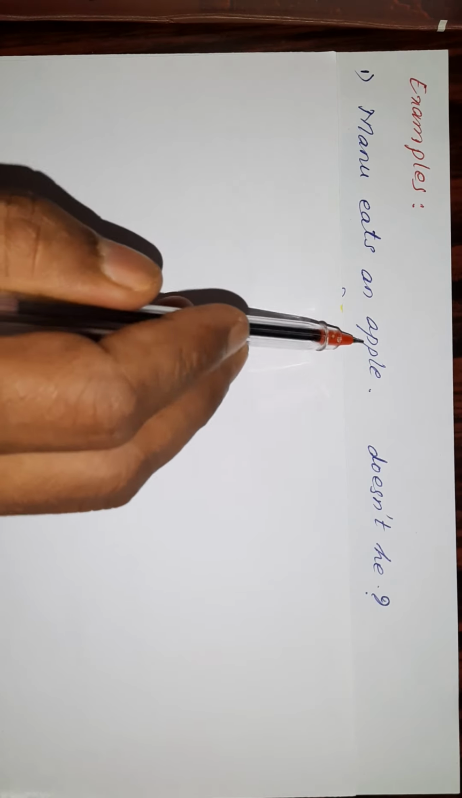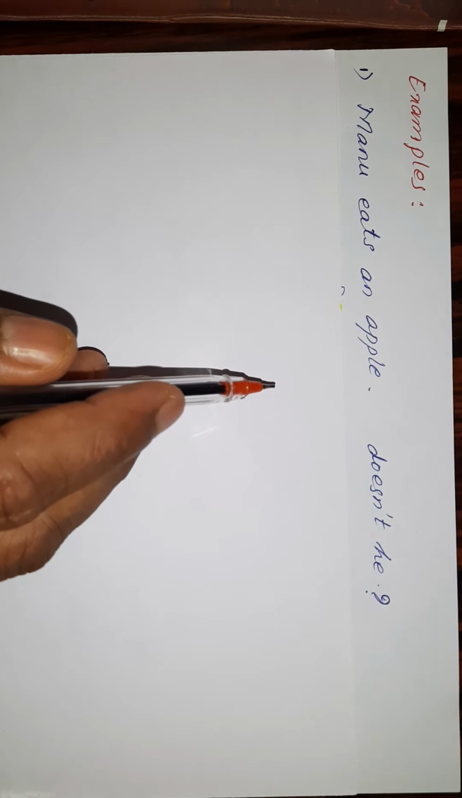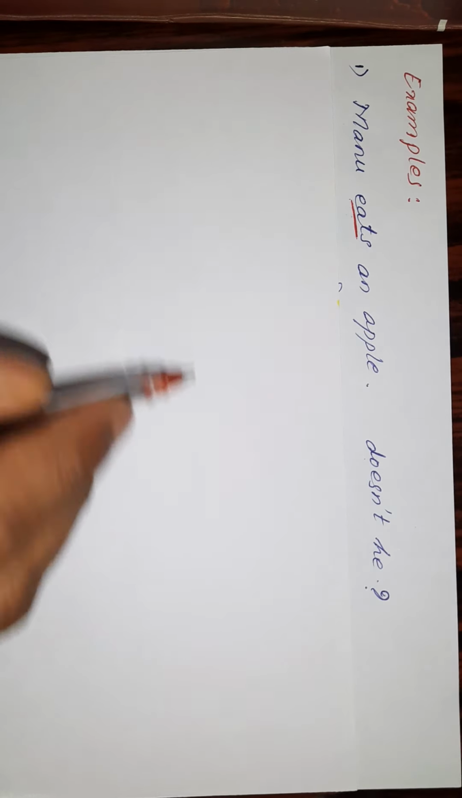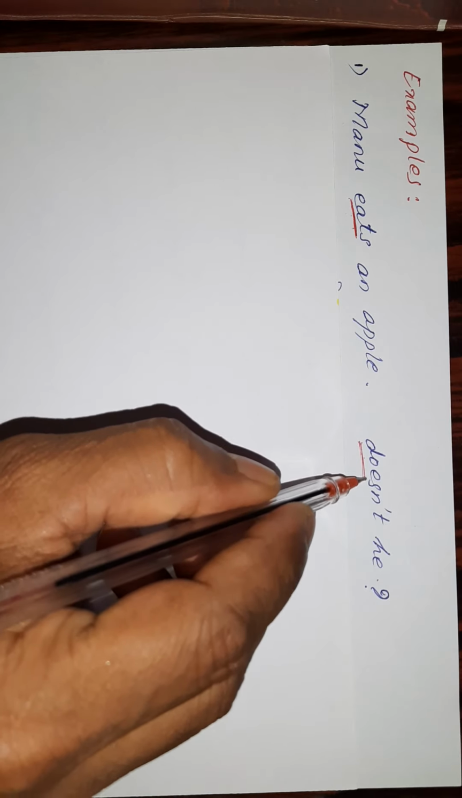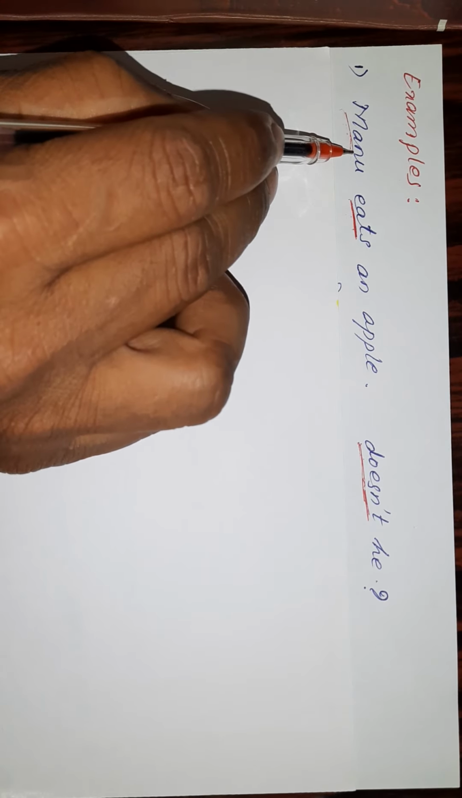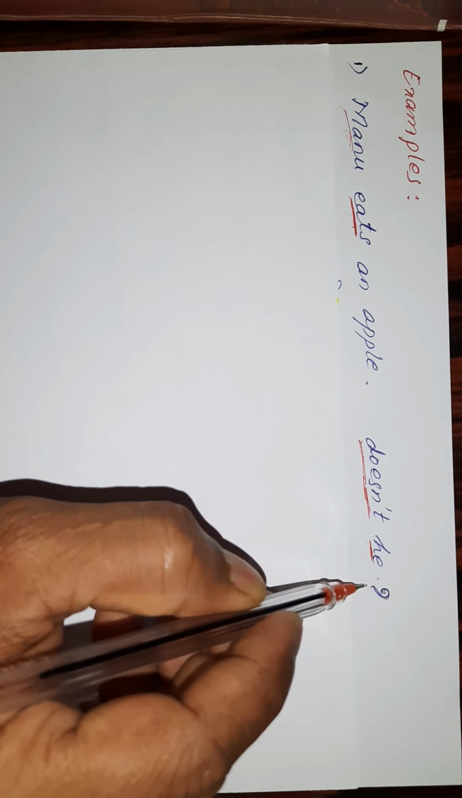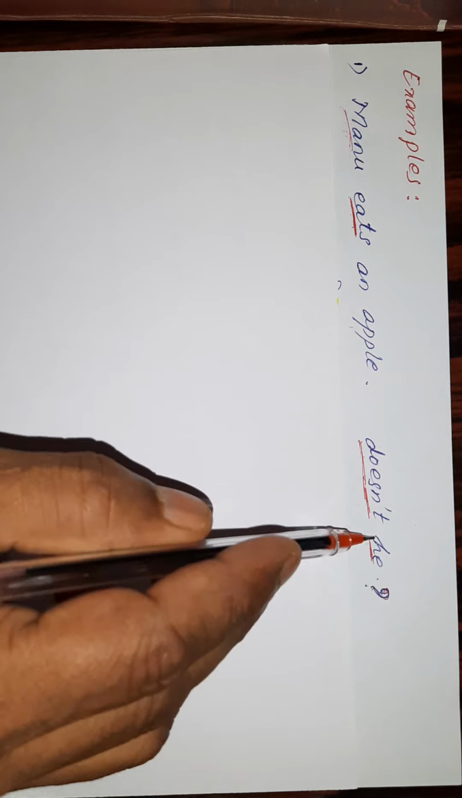Here, Manu eats an apple. It is in present tense, a positive statement. It takes doesn't he, because eats is in simple present tense. So eats always takes the auxiliary does, and as it is a positive statement, we have made the tag negative with n't. Manu is a boy, so the subject of the statement becomes he in the question tag. And finally we have to use a question mark. So for Manu eats an apple, the question tag becomes doesn't he.